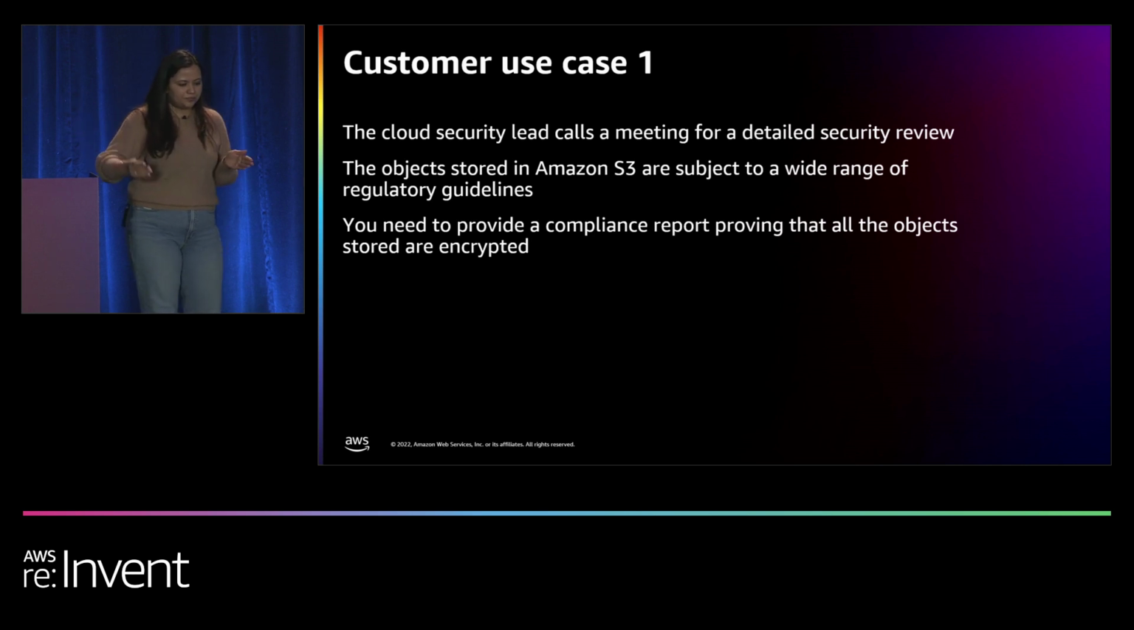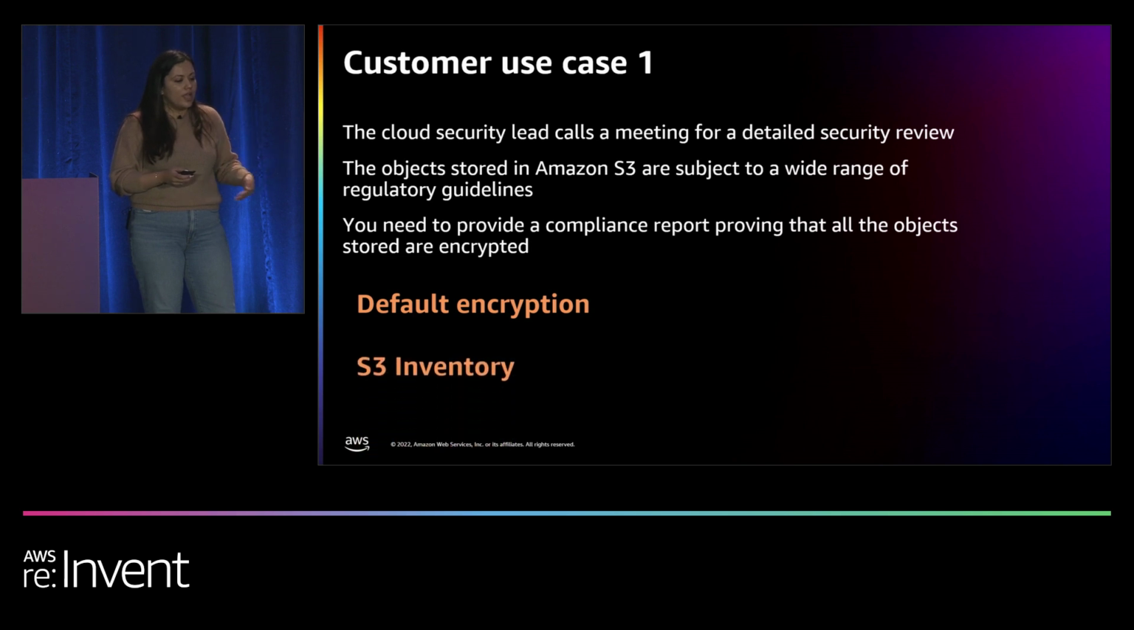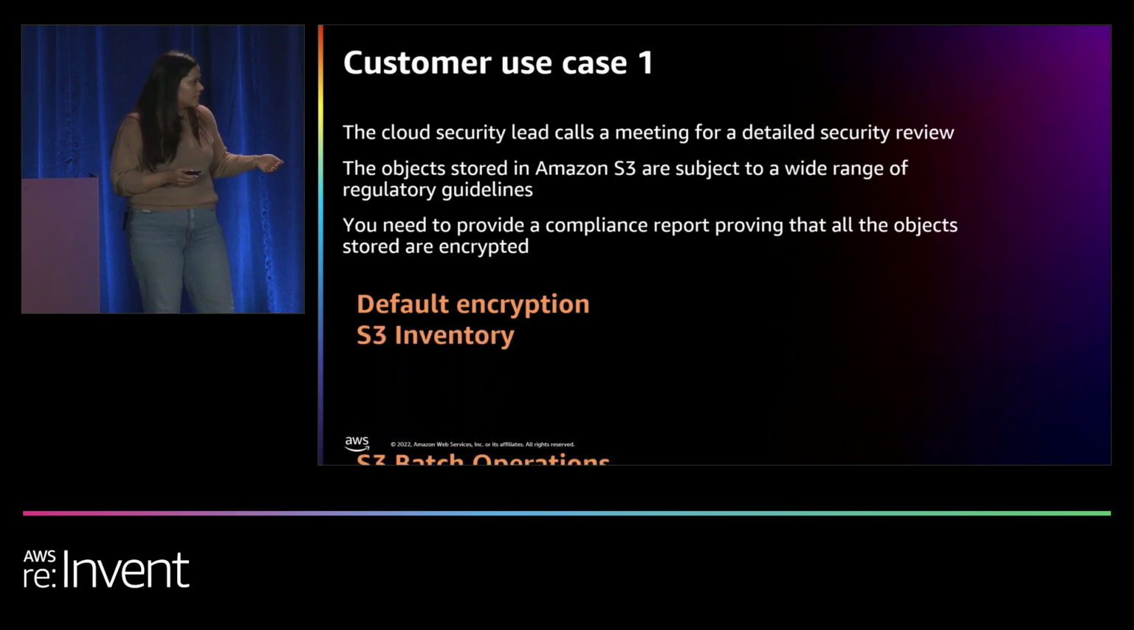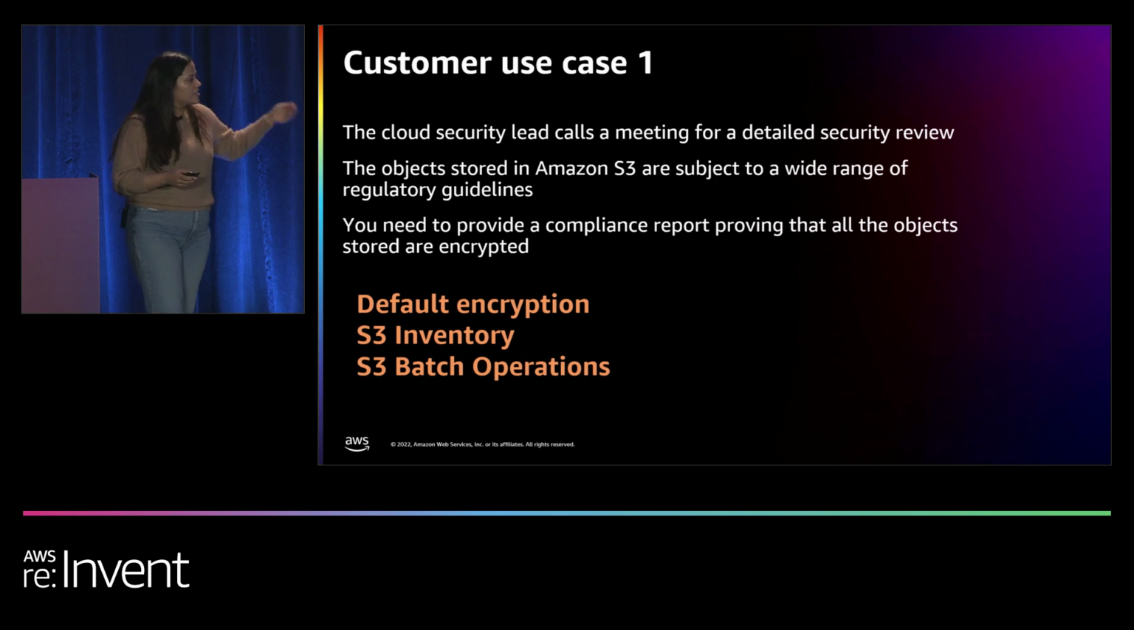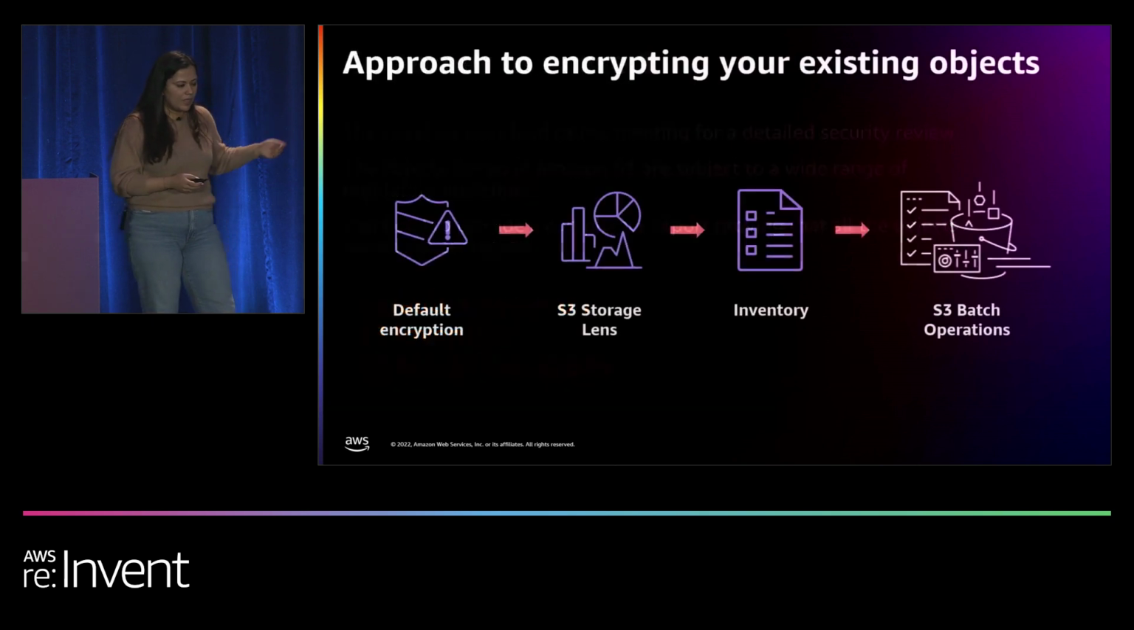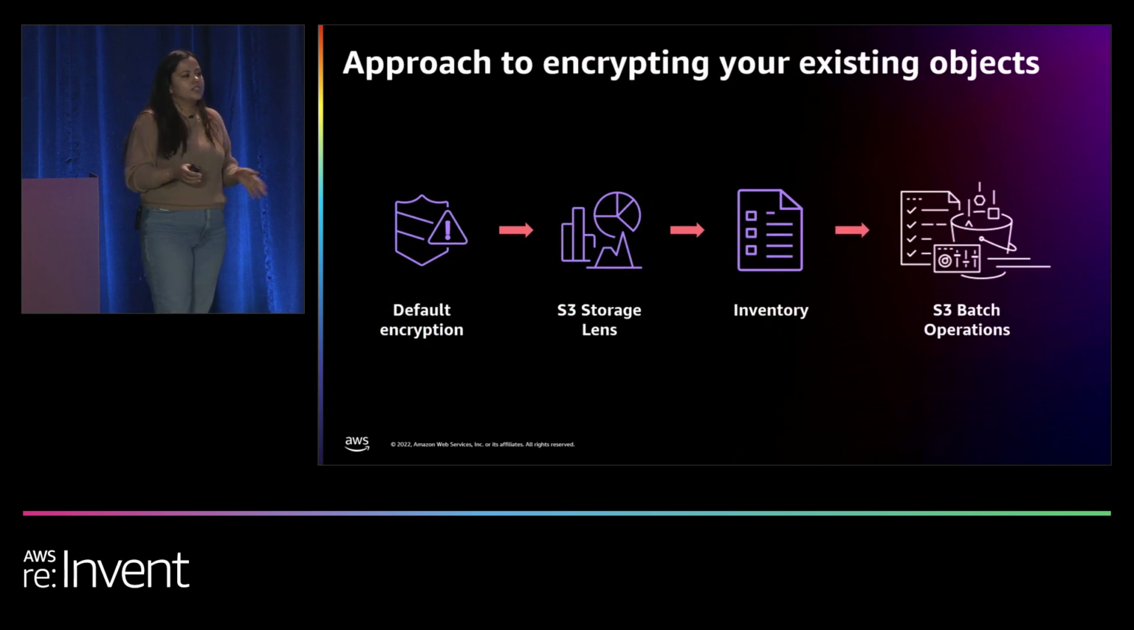So we spoke about the default encryption feature that will take care of your future uploads in the bucket. But we should also focus on encrypting your existing objects. And we'll look at features like S3 Inventory and S3 Batch Operations to do that. So like I said, the approach is to ensure that your future uploads are taken care of using default encryption, and we'll look at features like Storage Lens, Inventory, and S3 Batch Operations to encrypt your existing objects.